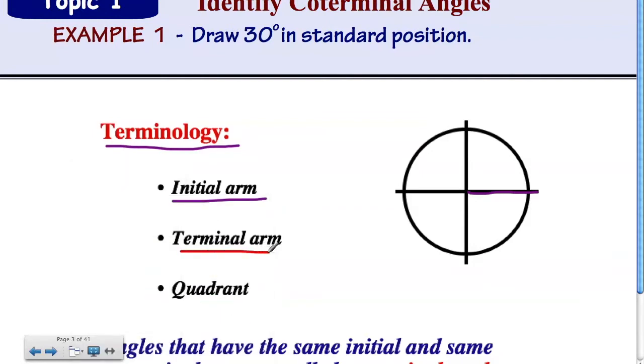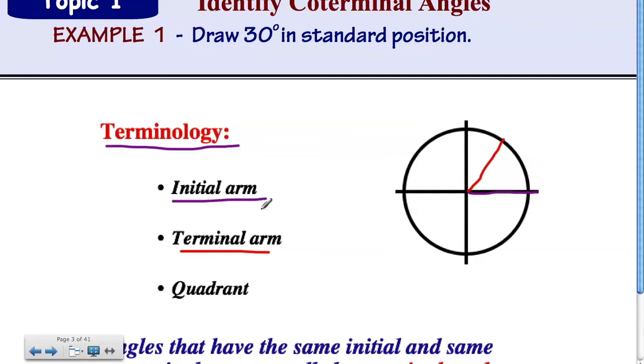I'll switch colors here and let's go to terminal arm now. I'll do it in red. A terminal arm is an angle where you have a line coming from the origin, 0, 0, right there, and it comes up. So that red line is called the terminal arm. It's where the line ends, or the angle ends.